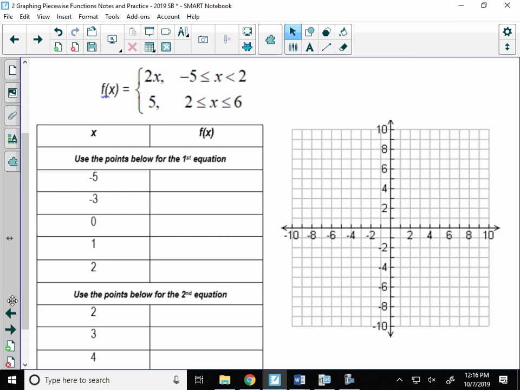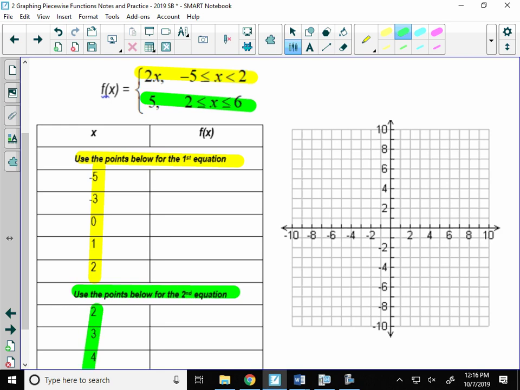And I made a big table. And I said, for the first equation, 2x, I'm going to use these points to plot. And then for the second equation, I'll use those 3 points. So let's start with the first one. Why do you think I chose these x values? -5, -3, 0, 1, 2. Why did I choose those x values? What do you think, Kayla? Yeah, they have the endpoints of the domain, -5 and 2, and then some numbers in between.